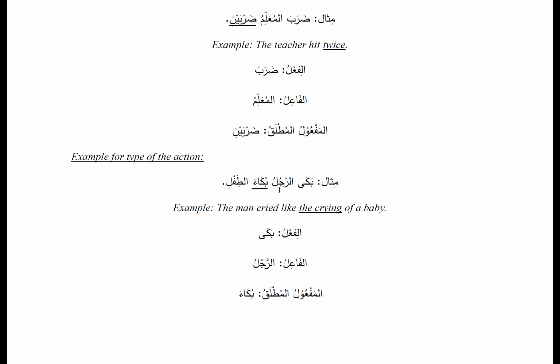Baka ar-rajulu, the man cried. Now that's a sentence. Now if I say the man cried, it does not show what kind of crying it was or what type of action it was. When I say buka at-tifli, then we can imagine the man cried like a baby. So al-fi'l here is baka, al-fa'il is al-rajul, and buka is the maf'ul mutlaq.